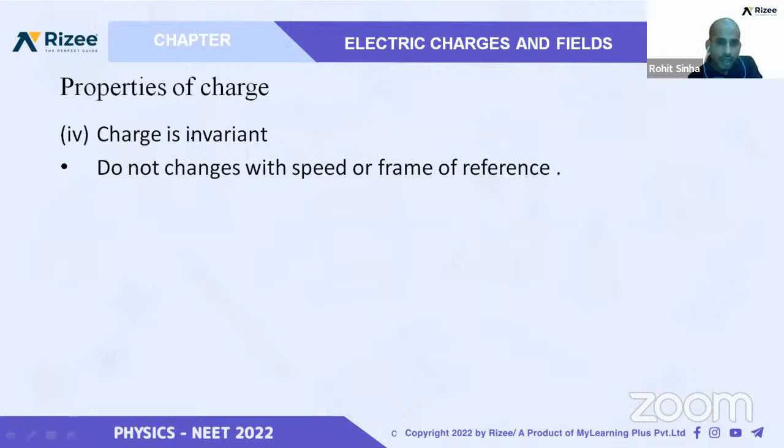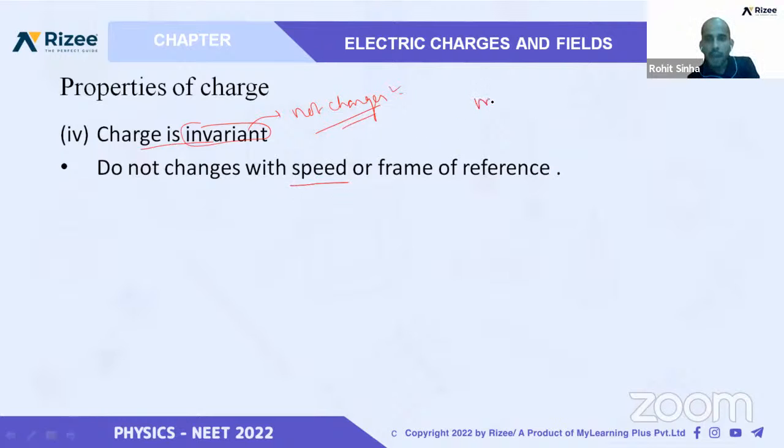We can see here, the next property is that charge is invariant. What is the meaning of invariant? Invariant means not changing. It never changes. Charge never changes. It is constant. With respect to what? With respect to speed.